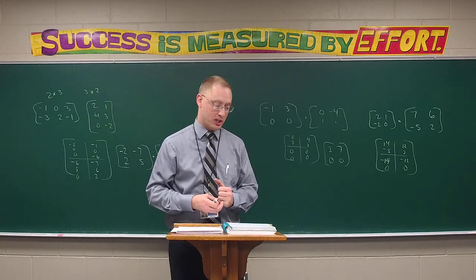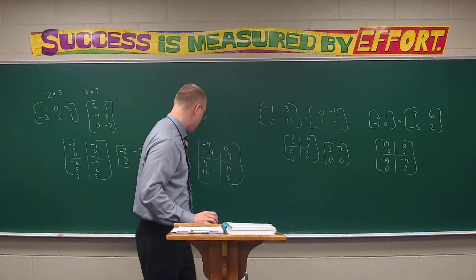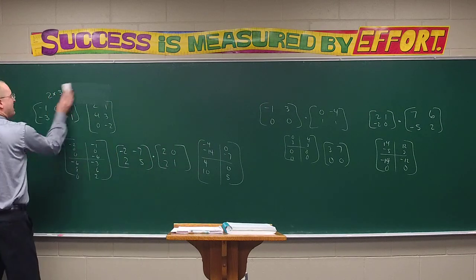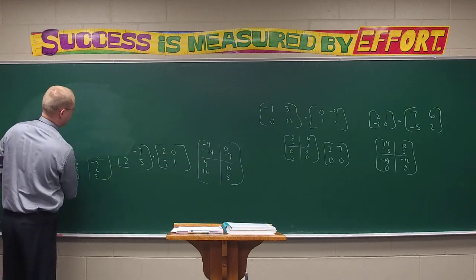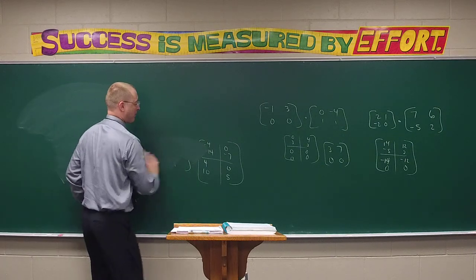The multiplication's got to happen first. And that first matrix, what are the dimensions of the matrix, Michael? 3 by 1, 1 by 3. Well, the first one's 3 by 1. The second one's 1 by 3.